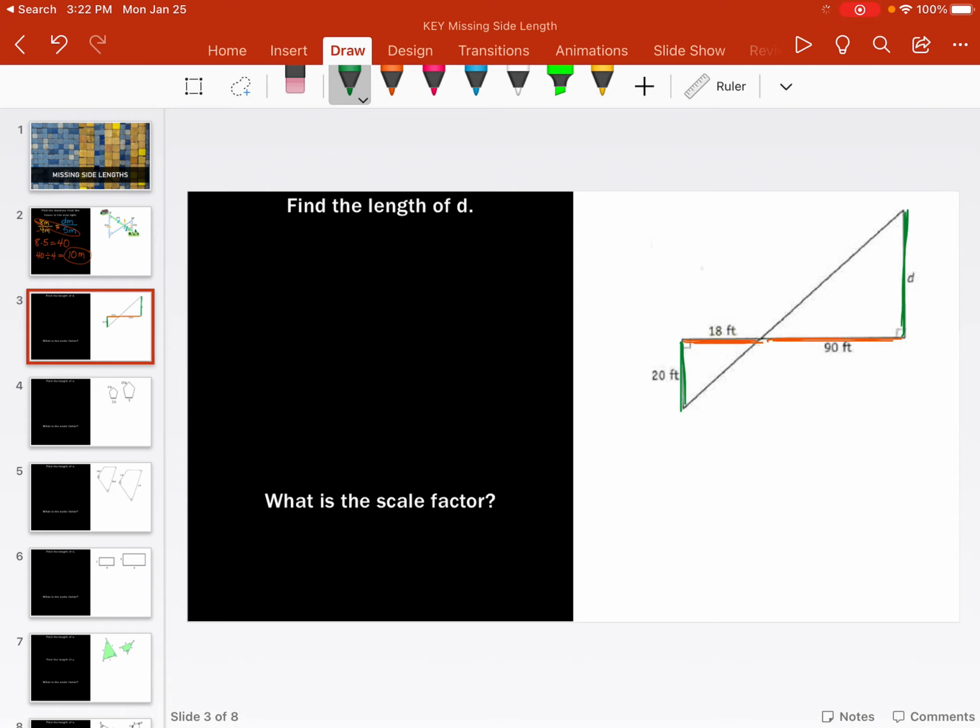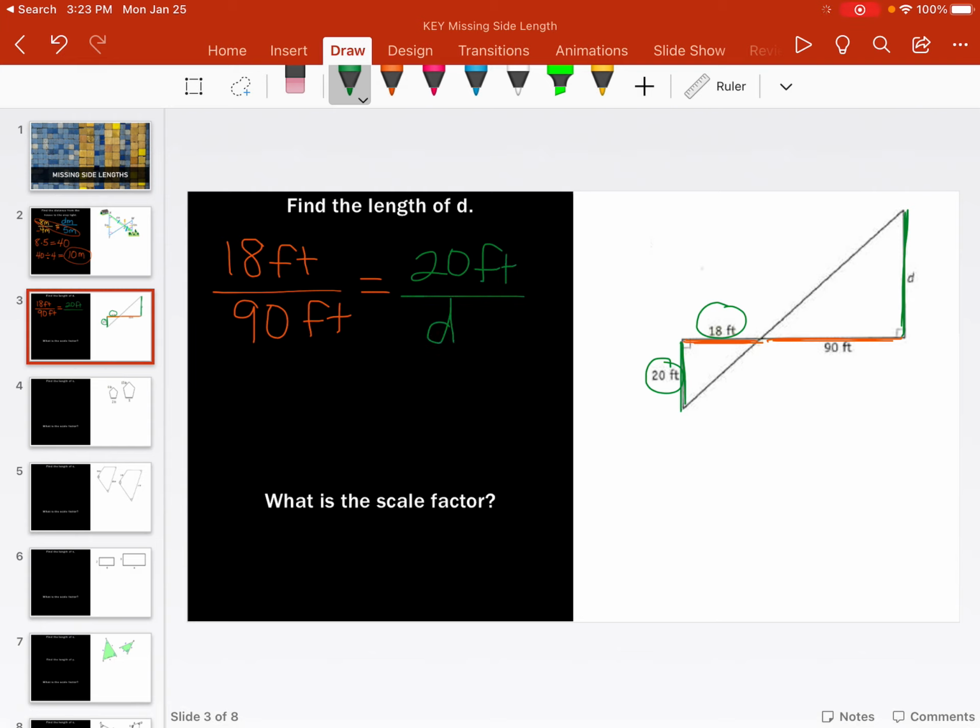Okay, we are going to set it up in a proportion. I'm going to start with the one I know, so 18 and 90. 18 feet over 90 feet. And on the other side, since I started here with the 18, I'm going to start here with the 20. 20 feet over D. That's what we don't know yet. And then we can cross multiply right here.